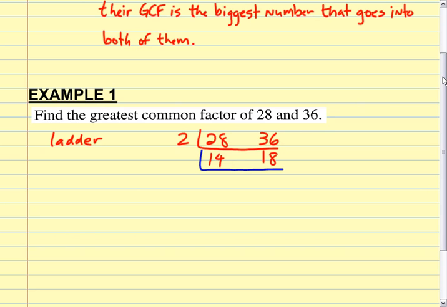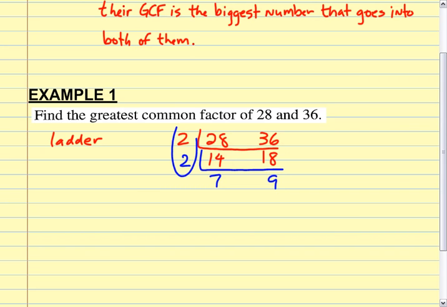Now, I'm going to put a rung around those two. Is there anything that goes into those two numbers? 2. 2 goes into 14 how many times? 7. 2 goes into 18 how many times? 9. Now, is there anything that goes into 7 and 9? No. We're done. Wait a minute, what's the greatest common factor?